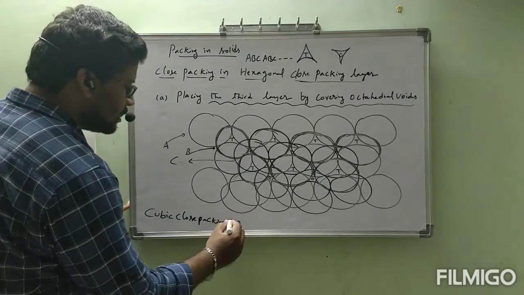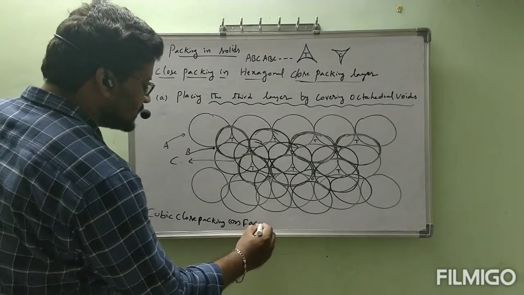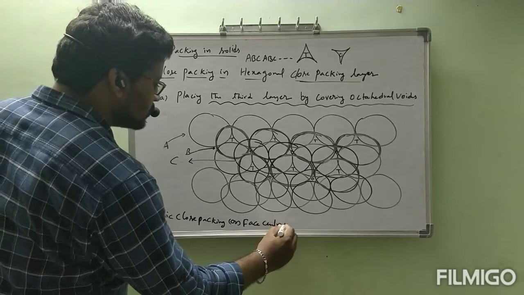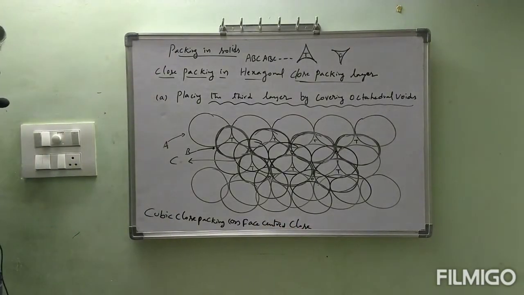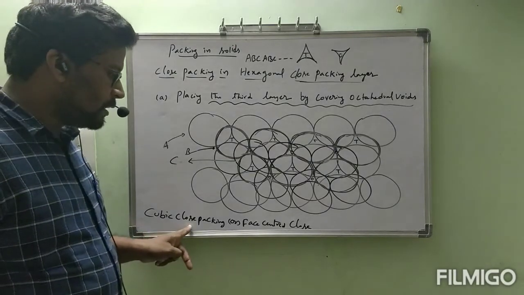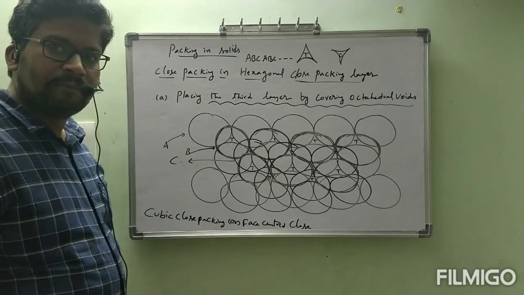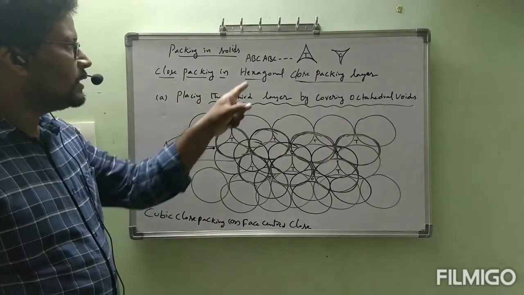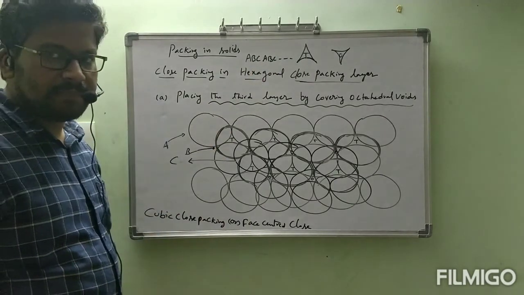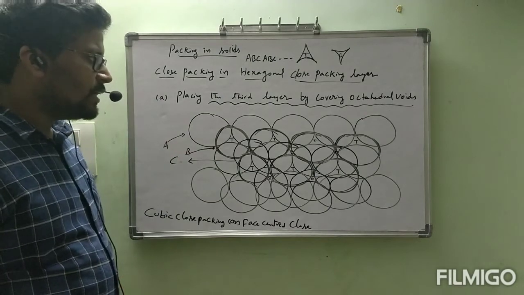Cubic close packing, or FCC, face centered close packing. This type of close packing is called cubic close packing, CCP or FCC. CCP or FCC, both are the same. Okay, ABC alignment repetition. I think you are clear.